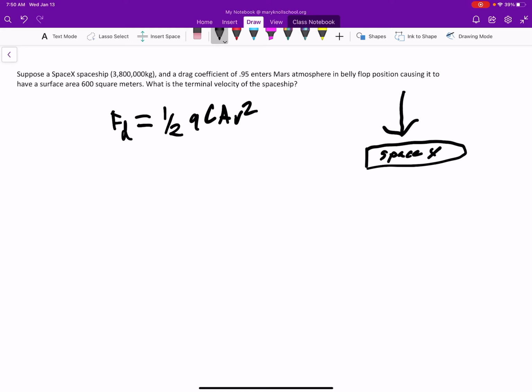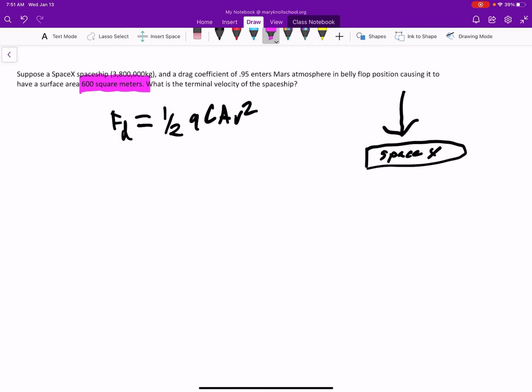So it has as much surface area towards it as possible, as much surface area as possible to maximize friction. Okay, so this surface area is actually 600 square meters right here. What is the terminal velocity of the spaceship?